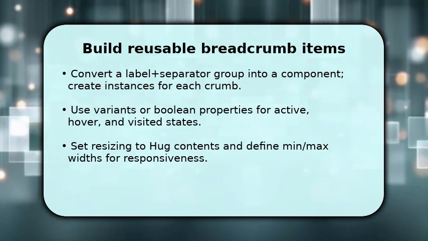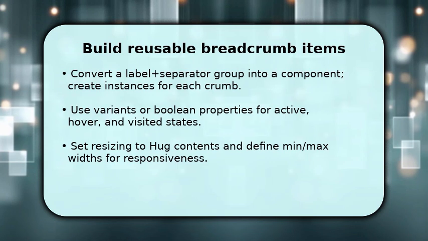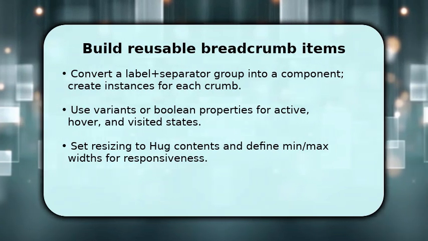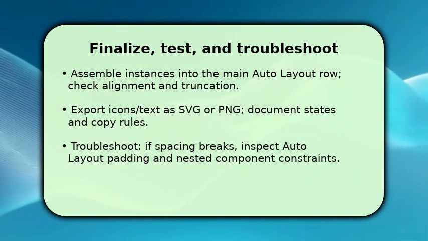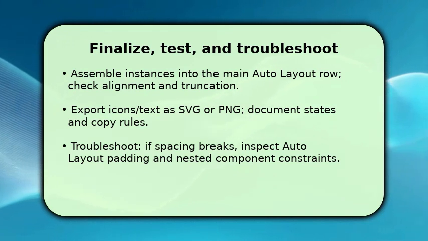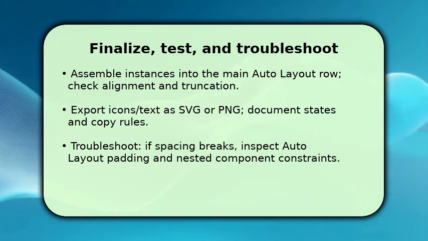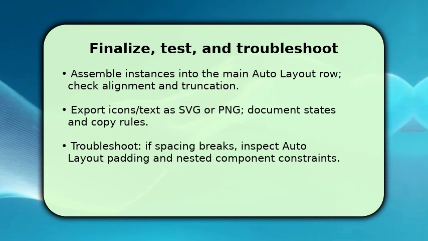Finish by assembling your instances into the main auto layout row and verify alignment, overflow behavior, and truncation for long paths. Style final colors, focus outlines, and accessibility contrast. Then export icons or SVGs and document how to update crumbs.